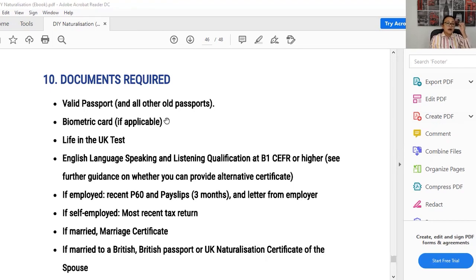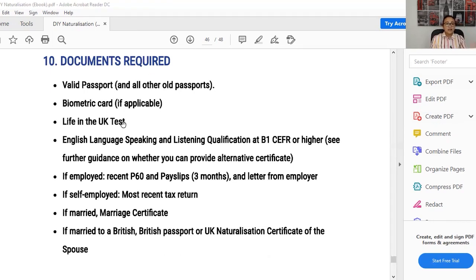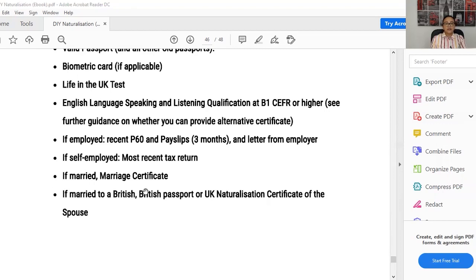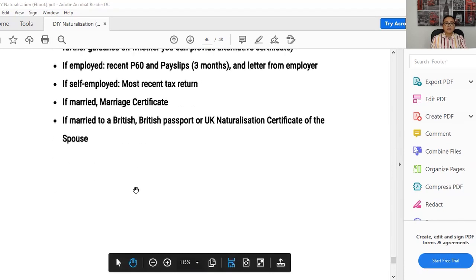Okay, so if you have a biometric card, then submit that. You need that. The Life in the UK test, which is the most important. The English language test is also the most important. And then if you're employed, a recent P60, payslips and a letter from your employer will be sufficient. If you're self-employed, the most recent tax return. If you're married, your marriage certificate. If you're married to a British citizen, the British passport or UK naturalization certificate of the spouse.